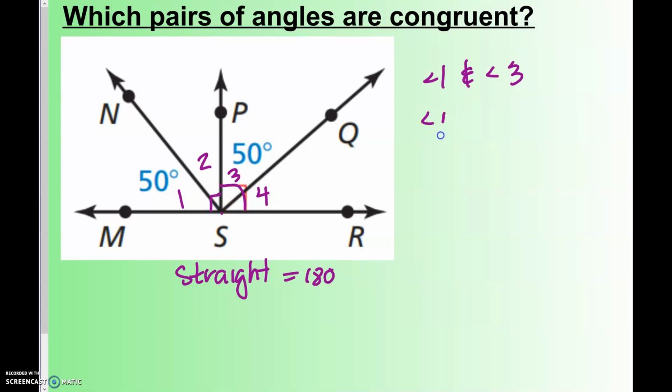So we can say angle MSP and angle PSR are congruent because they are both 90 degrees. Now, what about 1 plus 2? Aren't 1 plus 2 complementary? And 3 plus 4 complementary? And because 1 and 3 are congruent, isn't that going to make angle 2 and angle 4 also congruent?